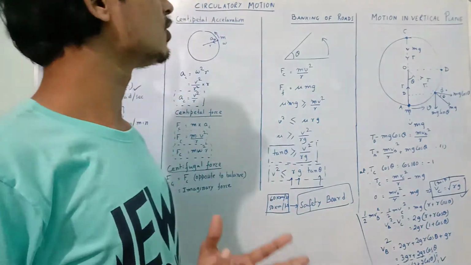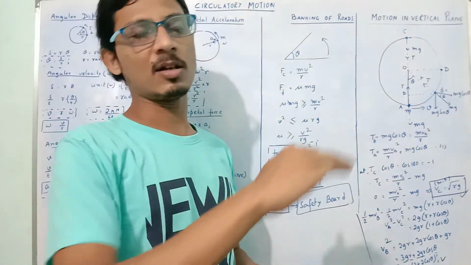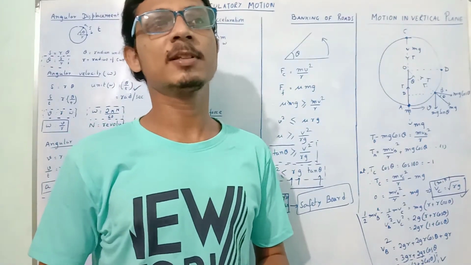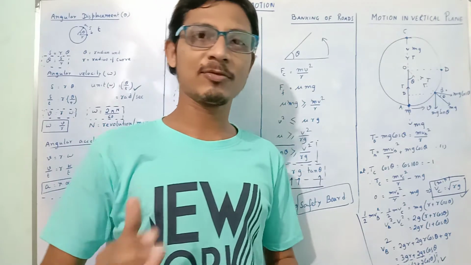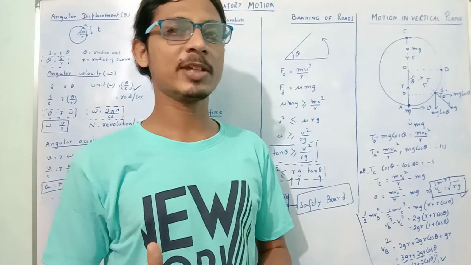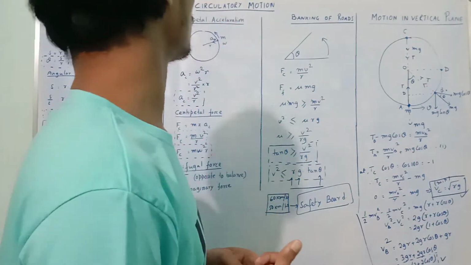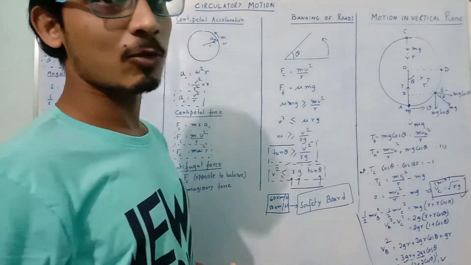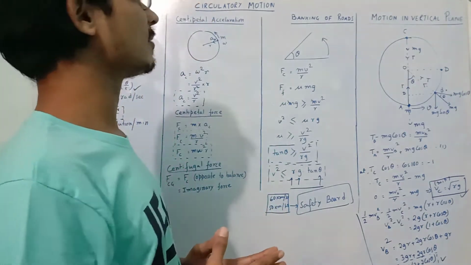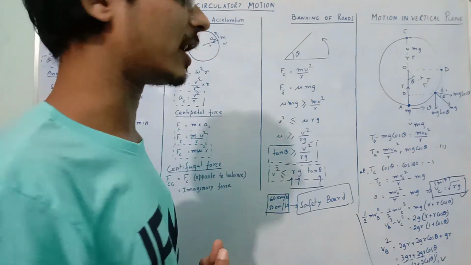Now there are two kinds of motion. One is linear motion, when an object moves in a straight path, and another is curvilinear motion, when an object moves in a curve. Now this curvilinear motion is composed of circular motion. That means circular motion is a part of curvilinear motion.